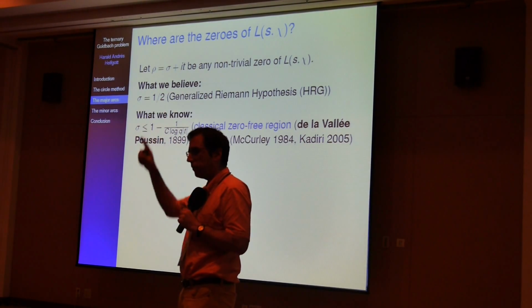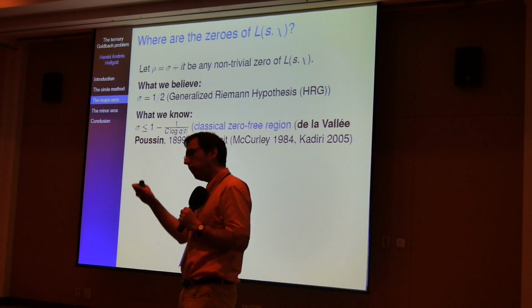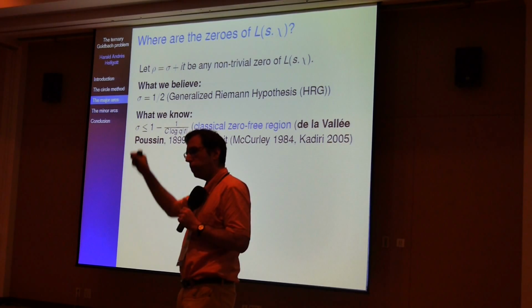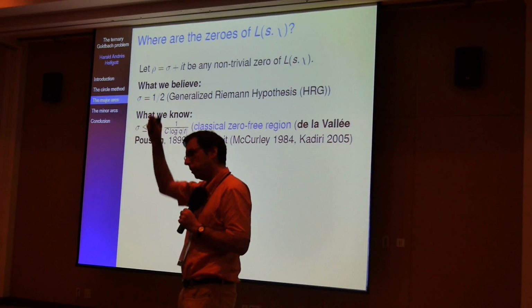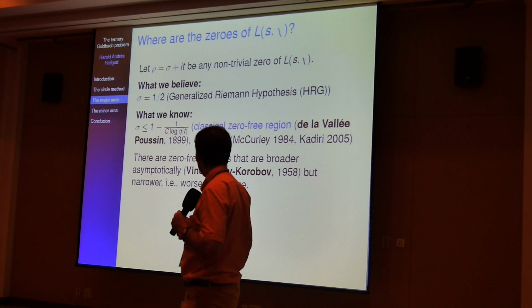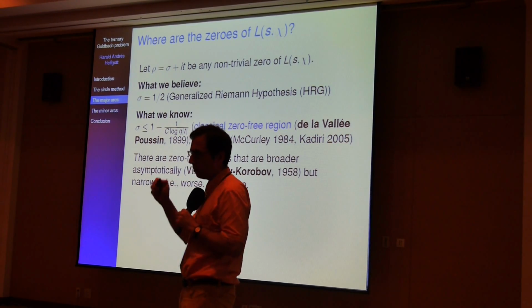We know that there are classical zero-free regions. These are really narrow forbidden regions close to the edges. So we know that there's nothing on the edges. So two kinds.